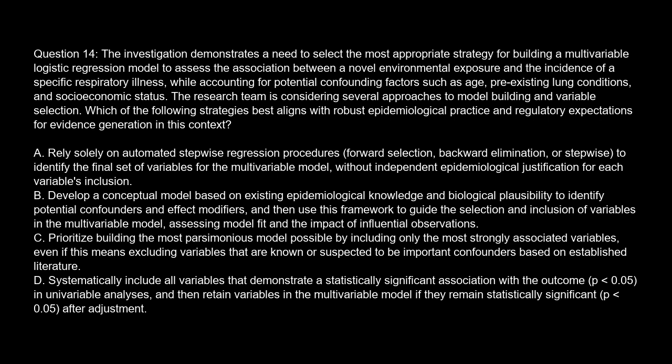Option C. Prioritize building the most parsimonious model possible by including only the most strongly associated variables, even if this means excluding variables that are known or suspected to be important confounders based on established literature.